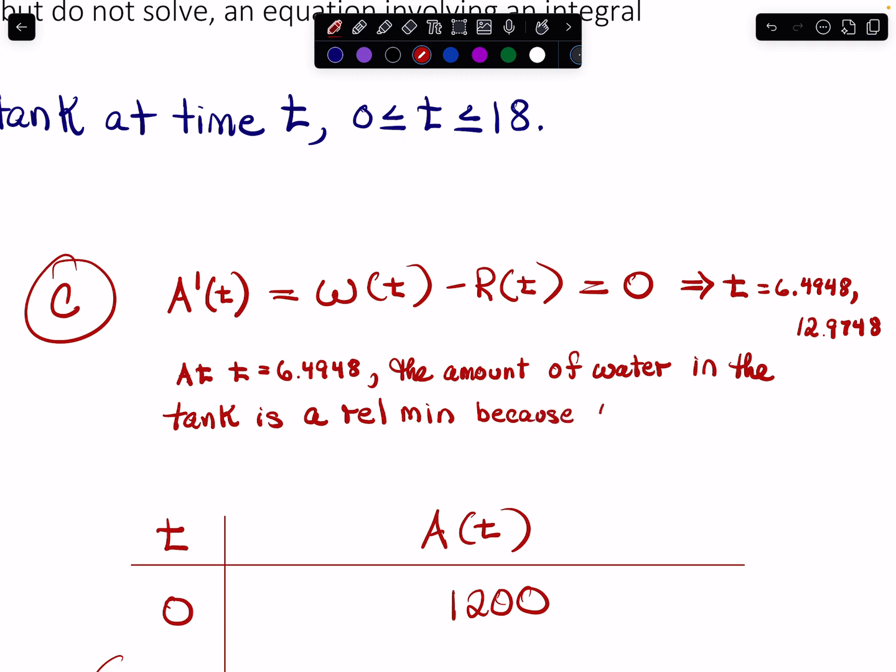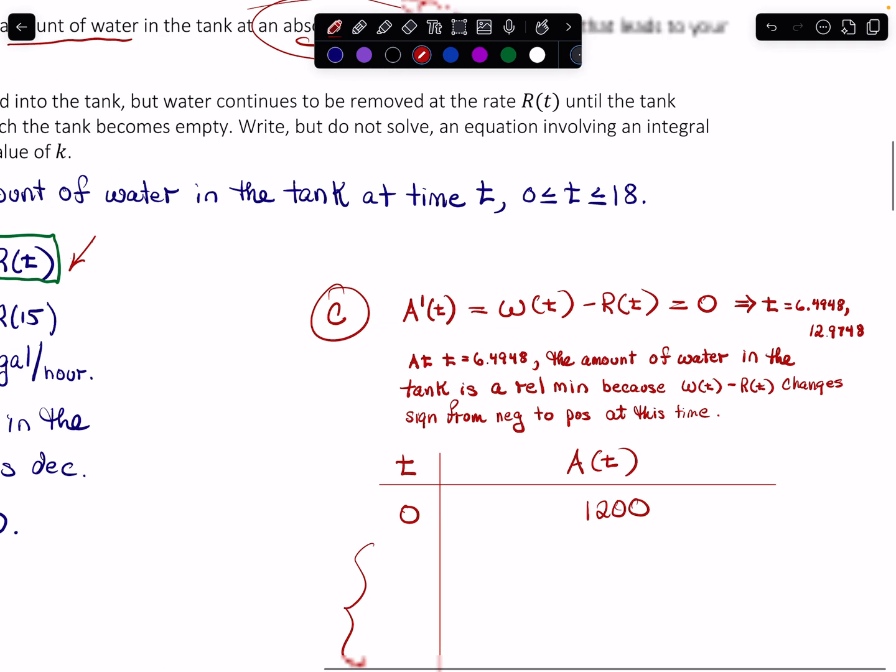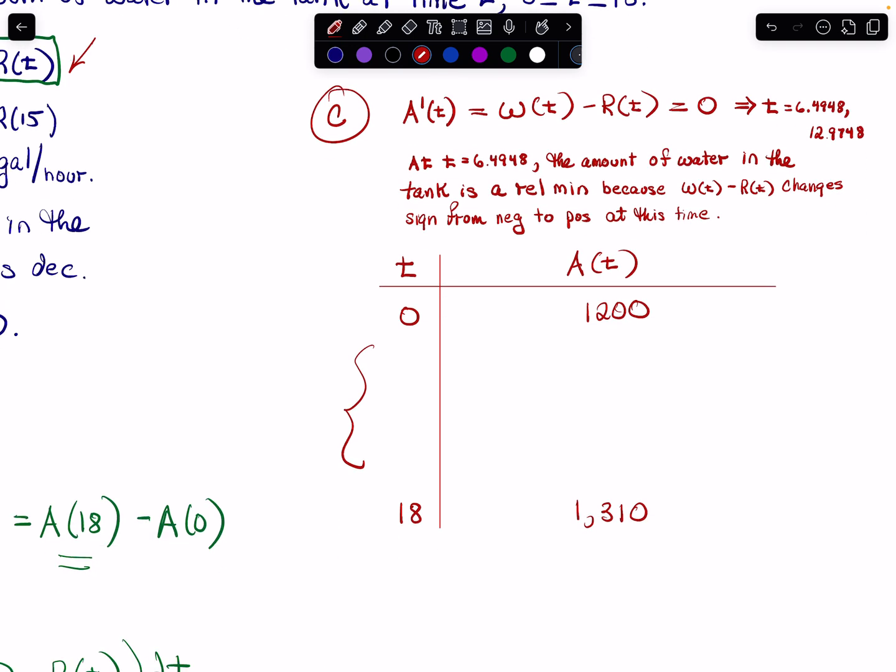Because W of t minus R of t, which is the derivative, the rate in minus the rate out, changes sign from negative to positive at this time. I know you're like, oh, I just need to make the table. No. You need this, right? You need to find the critical numbers that could possibly be the absolute minimum. It's required, and I need to show how I found them.